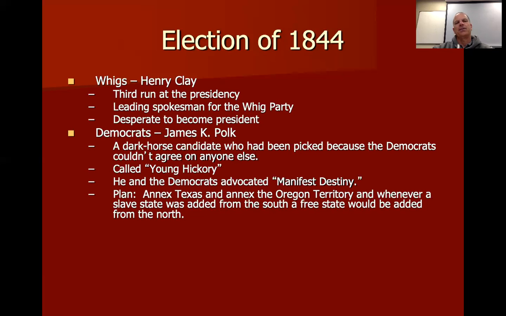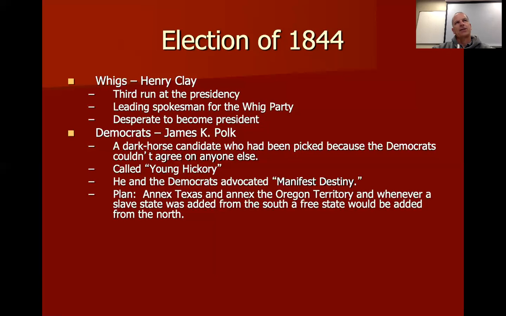So the Whigs nominate their leader, Henry Clay. The Democrats nominate a Westerner. They called him Young Hickory because he reminded people of Andrew Jackson. And here's the thing James K. Polk did. He came up with what many people thought was a brilliant idea, enough that he's going to win this election. James K. Polk says, look, we are going to annex Texas, and then we are also going to annex the Oregon Territory, which was territory that was jointly owned between the United States and Great Britain.